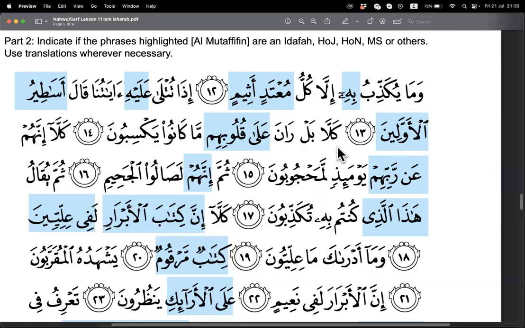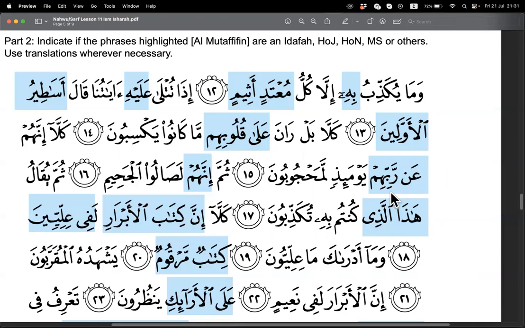Good. Next one. Ala kulubihim. Ala is half of jar, and then qulubi is the majrur. Then qulubi and him is mudhaf and mudhaf ilaihi. Very good. Innahum. Inna is half of nasab. Hum is ism inna. Good.